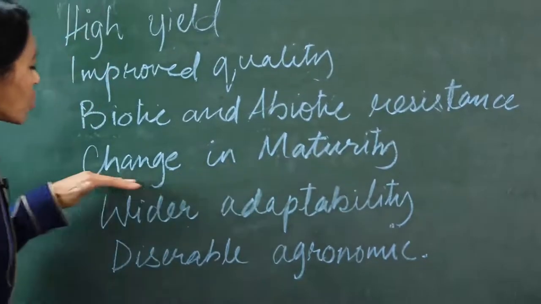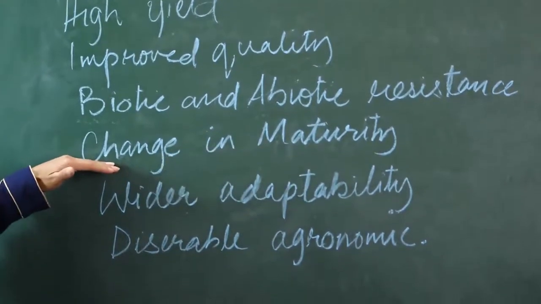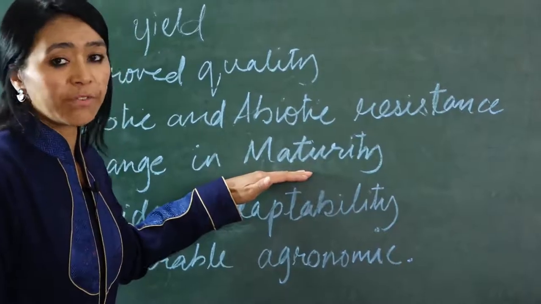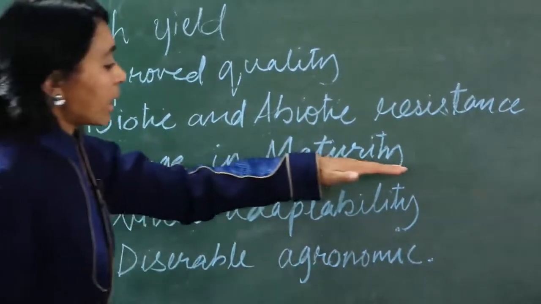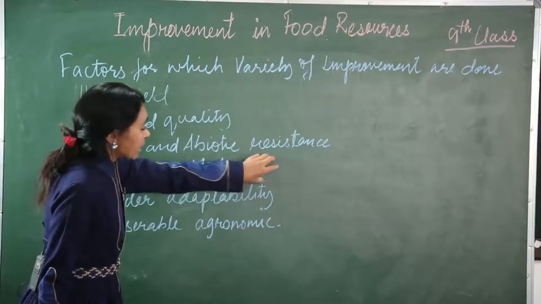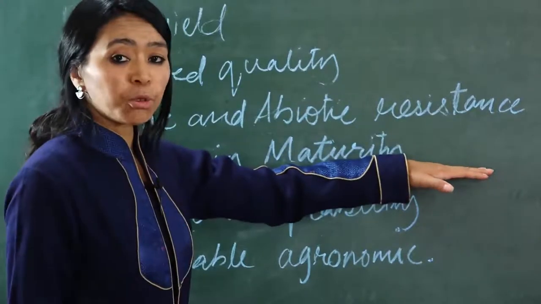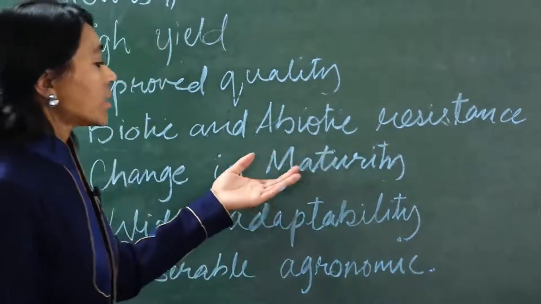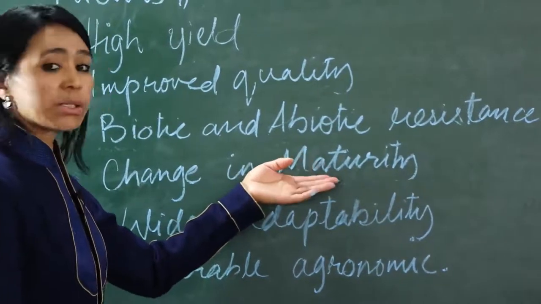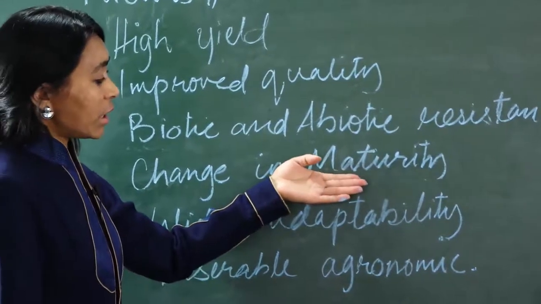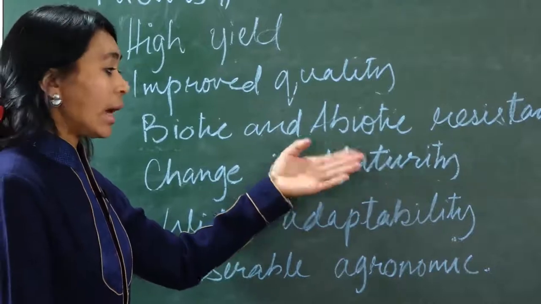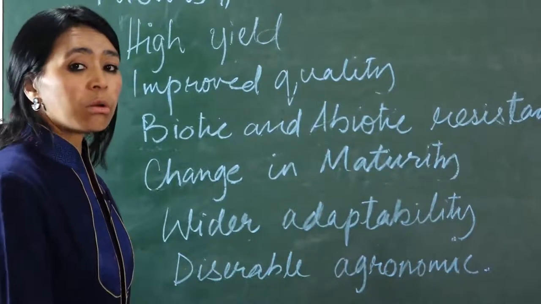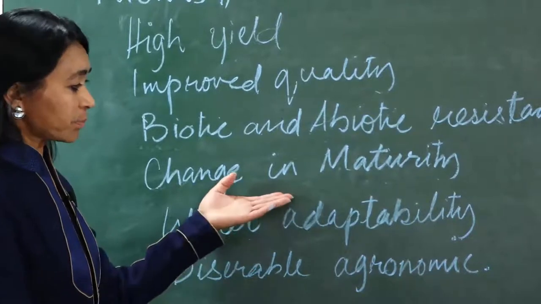Change in the maturity. Here the maturity means the period from when we sow the seed to the harvest. So if the maturity becomes less, like if it has a short period, then farmers have a chance to grow another crop, because the cycle is very short, and the harvest also does not get damaged by other factors, biotic also. So this also helps to produce two or more crops in one season.